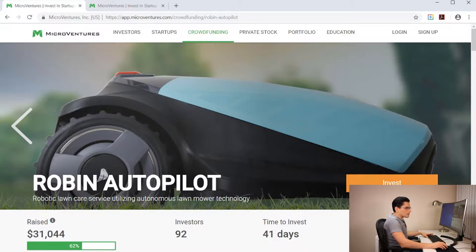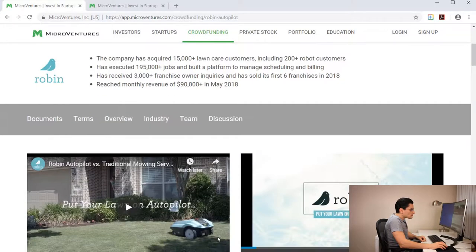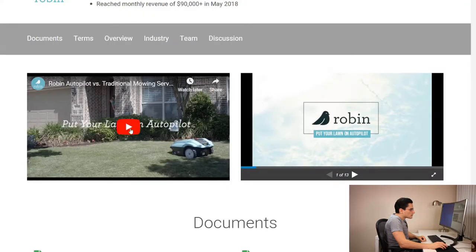Let's see here. So convertible debt. I'm not going to get into the convoluted nature of the actual security that you're buying by investing in this. There's a whole series of videos that need to be done on that because it's not as straightforward as you think. It's not that you're lending them money as debt, and it's not that you're buying a direct investment as equity. It's kind of a mix of the two, so to speak, which we don't need to cover at length right now. But let's focus on the fact that they've raised $31,000. They've got 92 investors. And let's see what they offer.